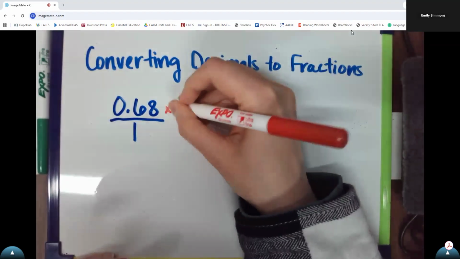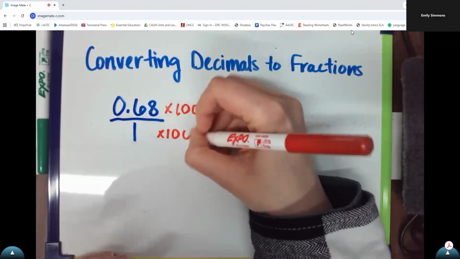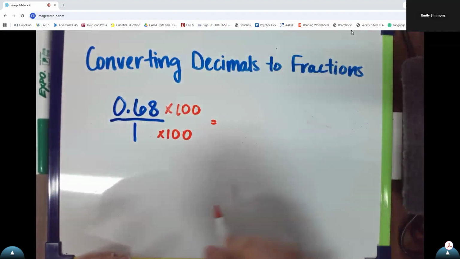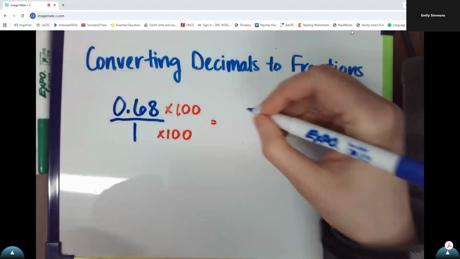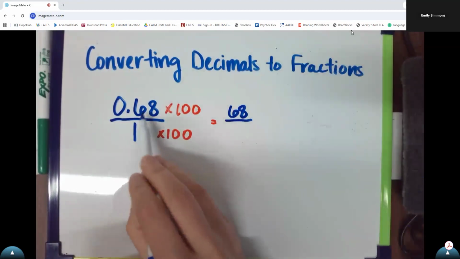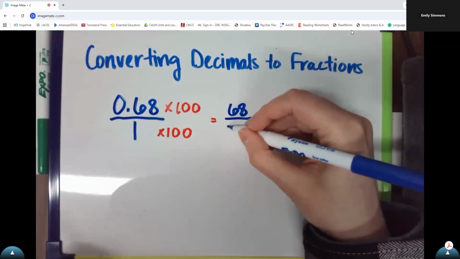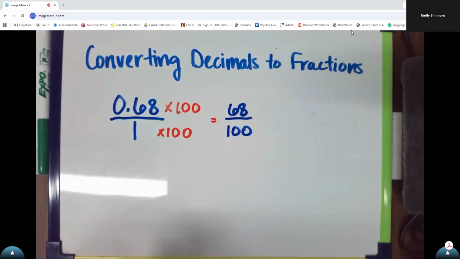So we multiply 0.68 times 100 and 1 times 100. 0.68 times 100 is 68. Basically, we're just getting rid of our decimal point. And 1 times 100 is 100. So 0.68 over 1, or 0.68, the decimal, turns into 68 100ths.